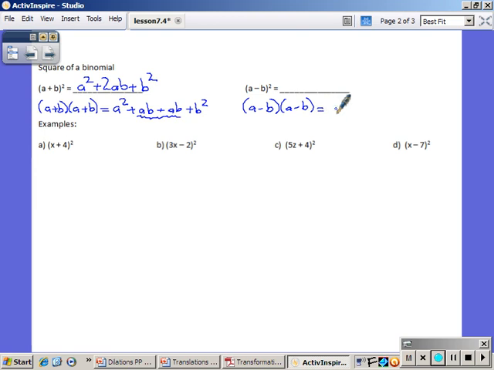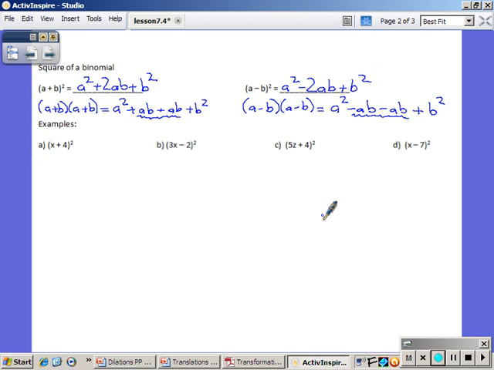For a minus b squared, very little difference between this and the one we just looked at, but again, we'll take a look at foiling. A times a is a squared, a times negative b is negative ab. Negative b times a is another negative ab. Negative b and negative b turns positive b squared. Again, those outers and inners can combine. This time it's negative 2ab.